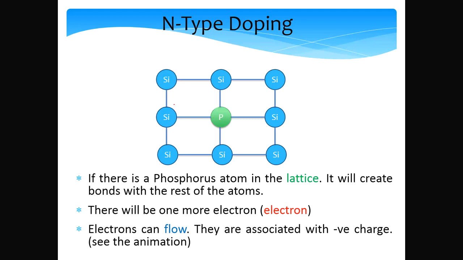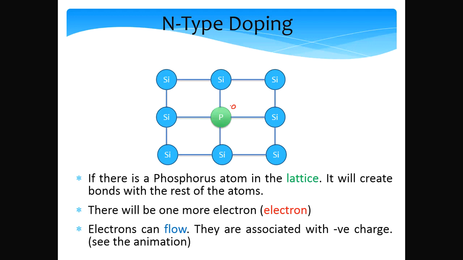So let us now look at a similar kind of doping called n-type doping, which is actually the reverse of doping with group 3 elements. In this case, we are doping with group 5 elements. So let us assume that there is a phosphorus atom in the lattice. It will create bonds with the rest of the atoms, which is fine, but it will have one extra electron. So this extra electron that is there can essentially migrate and carry current.